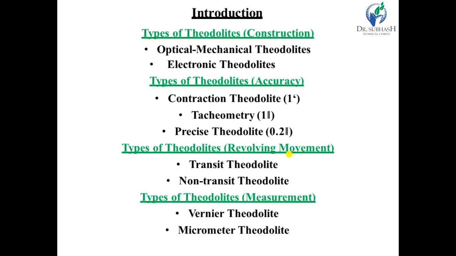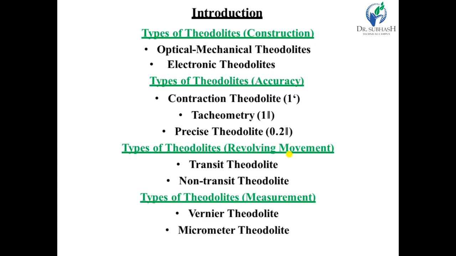Now, there are different types of instruments named theodolite, with different features. For different purposes, we use different types of theodolites. Based on construction purpose, we use the optical mechanical theodolite and electronic theodolite. Based on accuracy, we use the construction theodolite having an accuracy of 1 second, tachymetry having an accuracy of 1 meter, and precision theodolite having an accuracy of 0.2 minute, like 20 seconds.